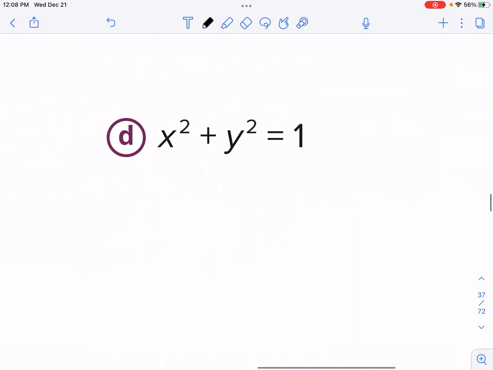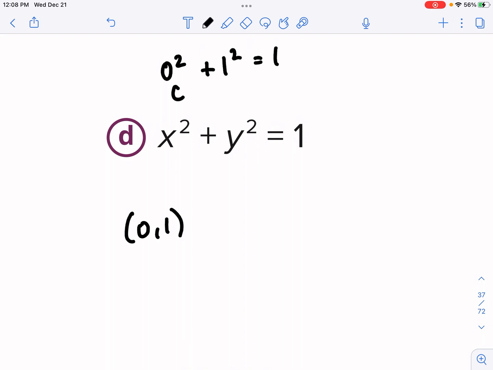Now, typically we'll plug in x values and determine the y values. This might work a little bit differently for D. For this, we have x squared plus y squared is equal to 1. So we need to think about which two values, if we square them and add them together, equal 1. I'm going to give you an example. 0, 1 works out. So let me write this above it. 0 squared plus 1 squared is equal to 1. 0 squared is 0. 1 squared, 1 times 1, is 1. And 0 plus 1 equals 1. So that's a true statement.